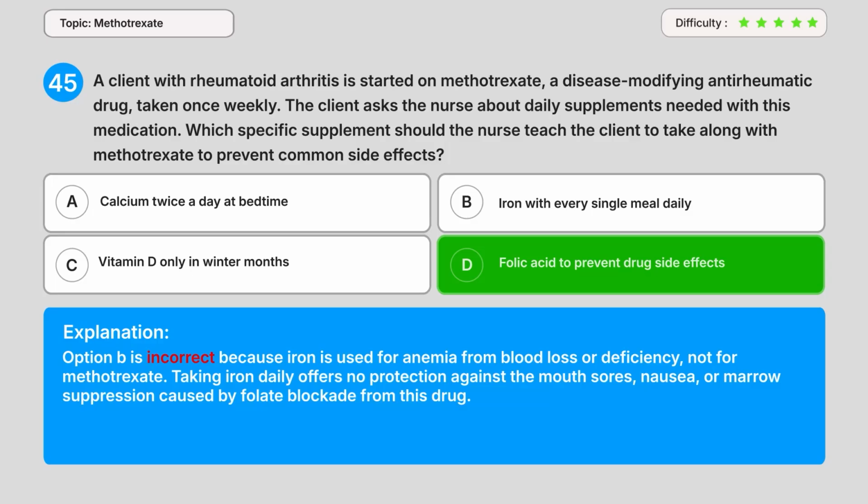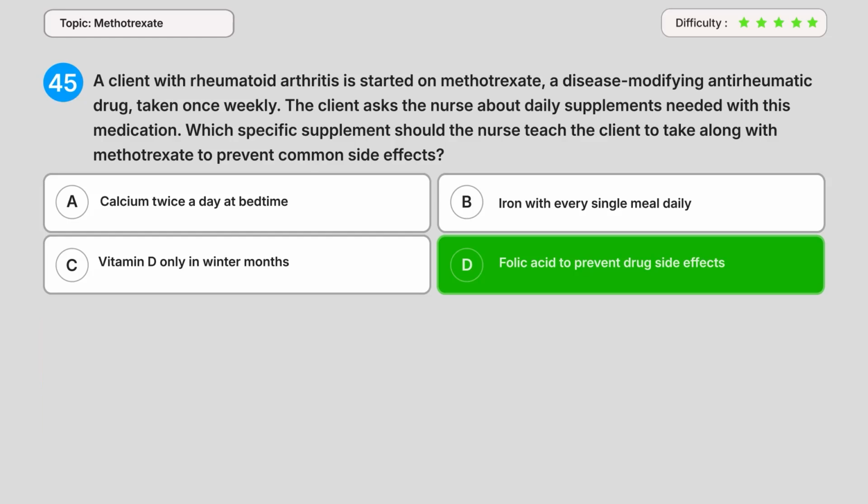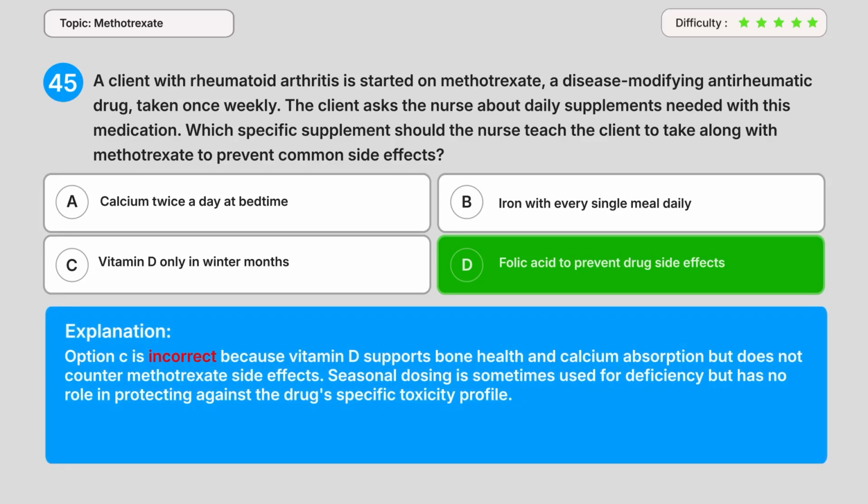Taking iron daily offers no protection against the mouth sores, nausea, or marrow suppression caused by folate blockade from this drug. Option C is incorrect because vitamin D supports bone health and calcium absorption, but does not counter methotrexate side effects. Seasonal dosing is sometimes used for deficiency, but has no role in protecting against the drug's specific toxicity profile.